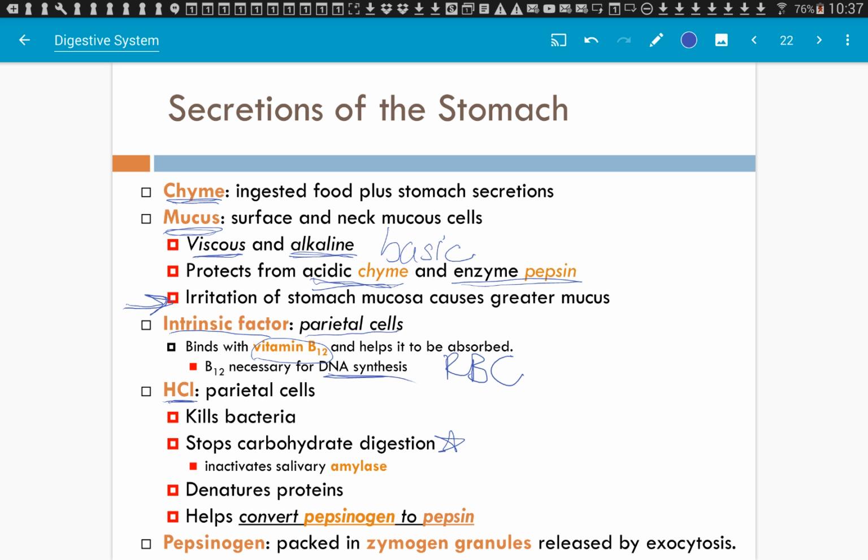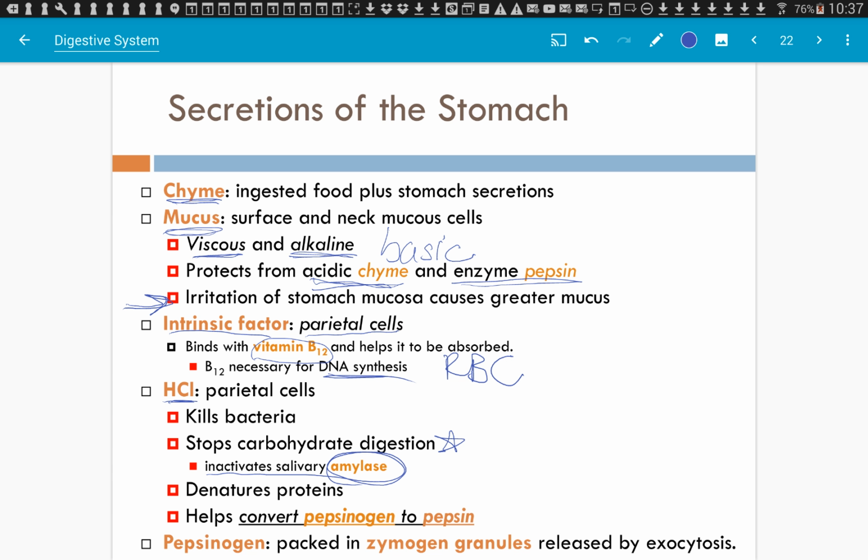Here's a nice, interesting one: it stops carbohydrate digestion. On Monday we talked about how amylase, an enzyme, is present in your saliva, so you start chemical digestion when you're chewing your food. That amylase helps break down the carbohydrates. But once it gets to the stomach, hydrochloric acid stops the carbohydrate breakdown process. It's important to remember.